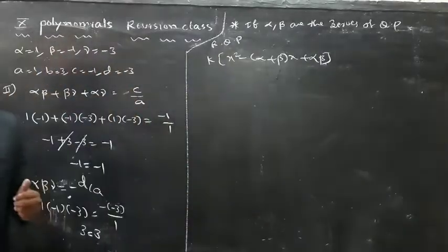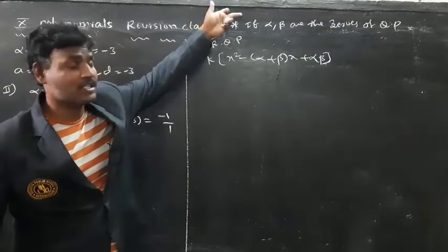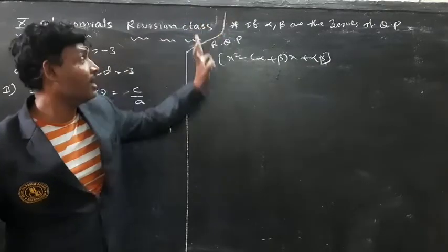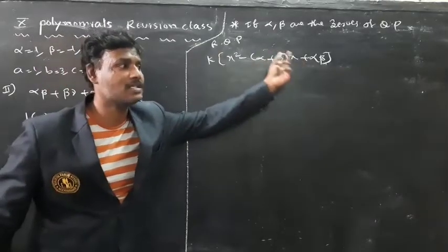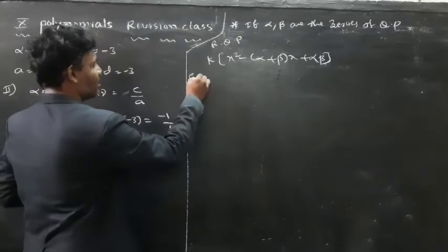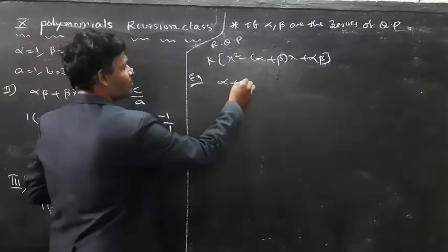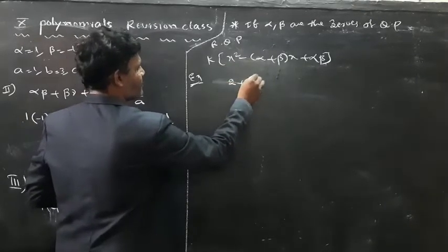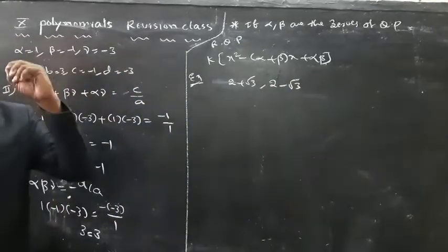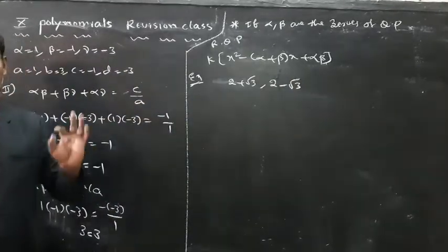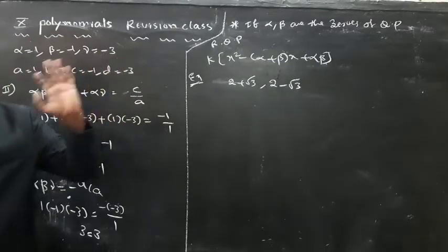If we know the zeros, I need a quadratic polynomial from the zeros. What is the formula to find the quadratic polynomial? k bracket x square minus alpha plus beta into x plus alpha beta. Examples on this concept, it is a very important concept. If 2 plus root 3 and 2 minus root 3 are the zeros of a quadratic polynomial, find it.